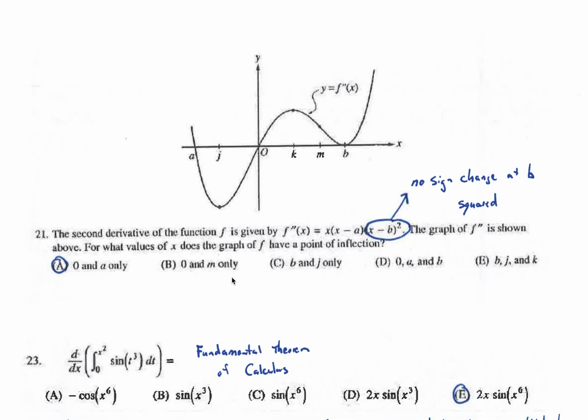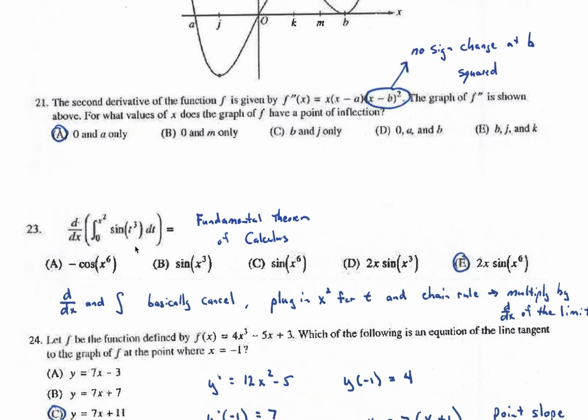This one, all right, which does it have a point of inflection? If you look here, there's no sign change at b, right? (x minus b) squared. The squared part makes it so there's no sign change, but really you just have to look at the graph. There's only going to be a sign change at a and 0, right? The second derivative goes from positive to negative and then negative to positive. Right here it goes from positive to 0 to positive. No sign change, no point of inflection. So only in these two spots.